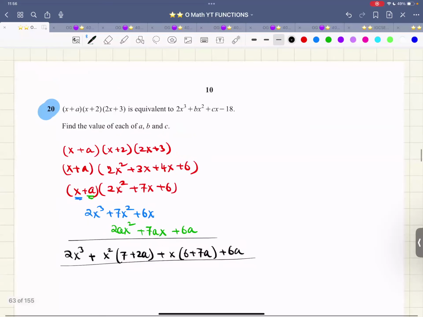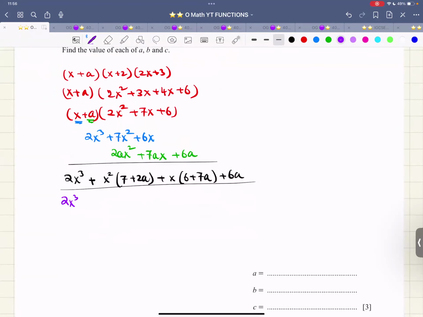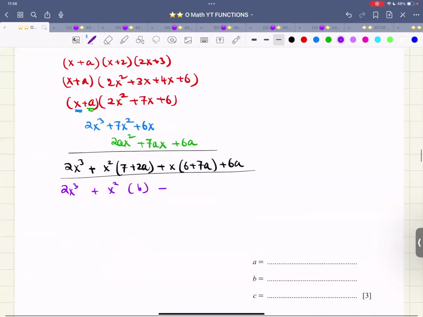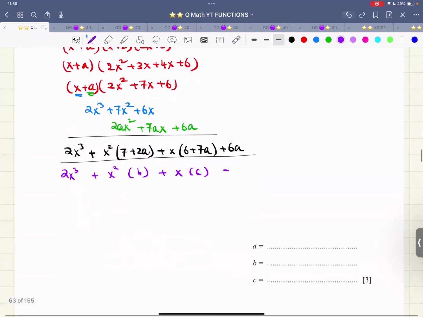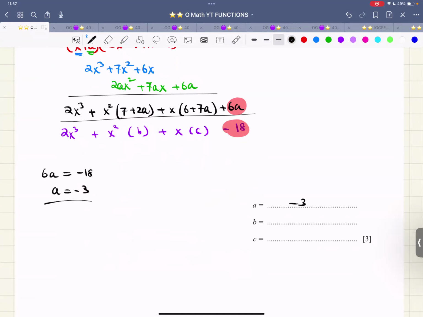All good? Now compare with this thing, which is 2x cubed plus bx squared plus cx, plus actually negative 18. So first thing first, just focus on this. Let me use a highlighter. Just focus on 6a and negative 18. So very first thing, 6a is negative 18, a is negative 3.